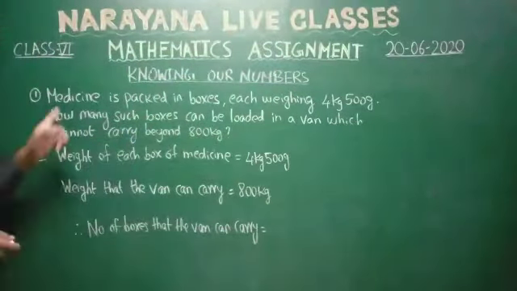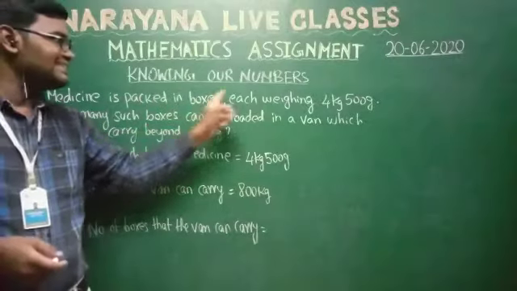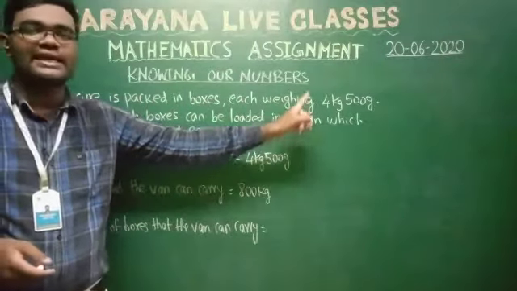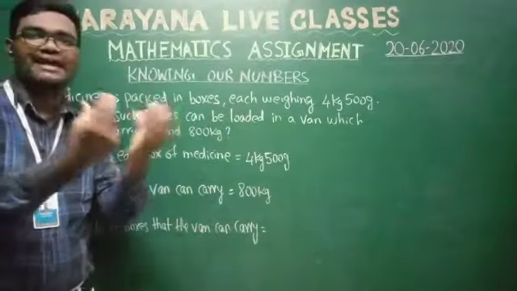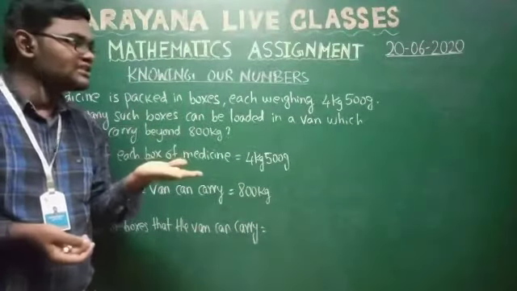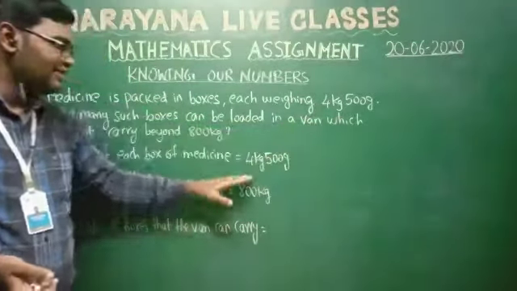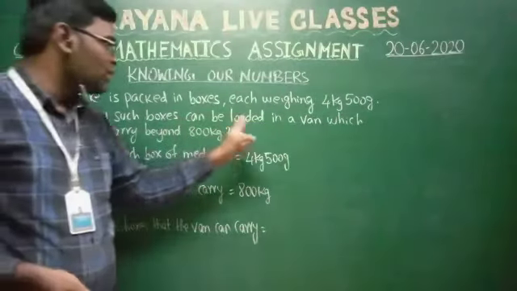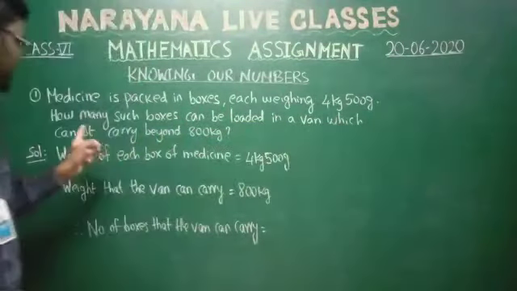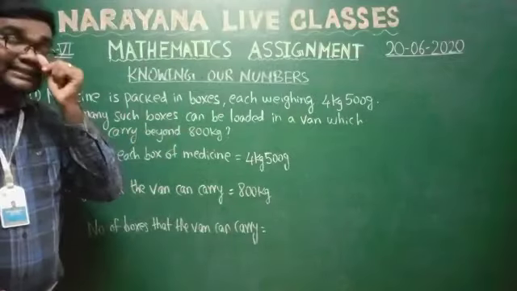The first problem is: medicine is packed in boxes, each weighing 4 kg 500 gram. Okay, they are packing the medicine in one box. The weight of that box is 4 kg 500 gram, that's what I have written here in the solution. How many such boxes can be loaded in a van which cannot carry beyond 800 kg?